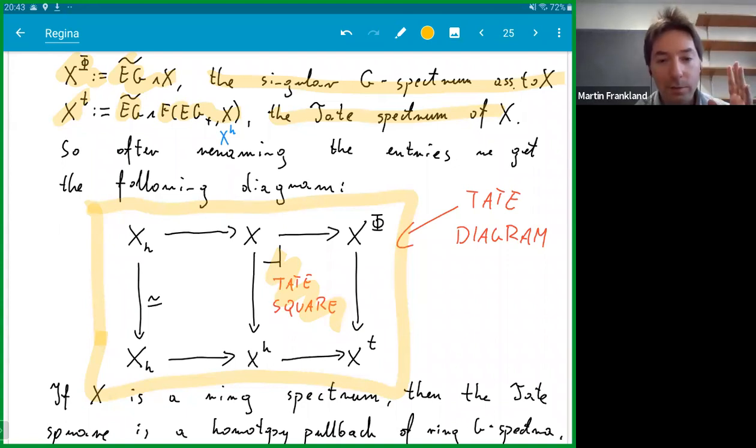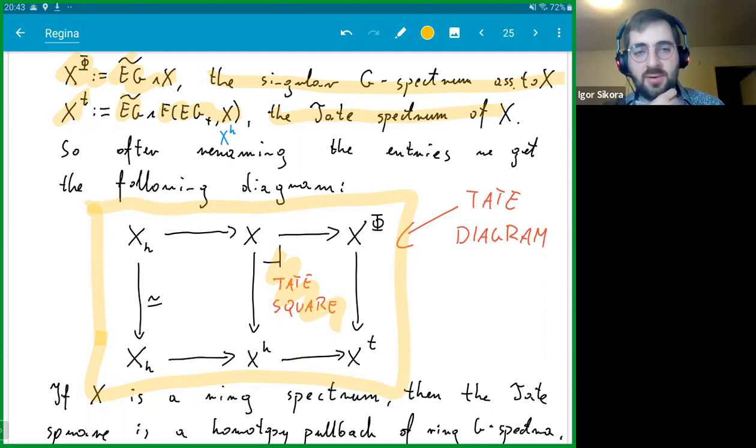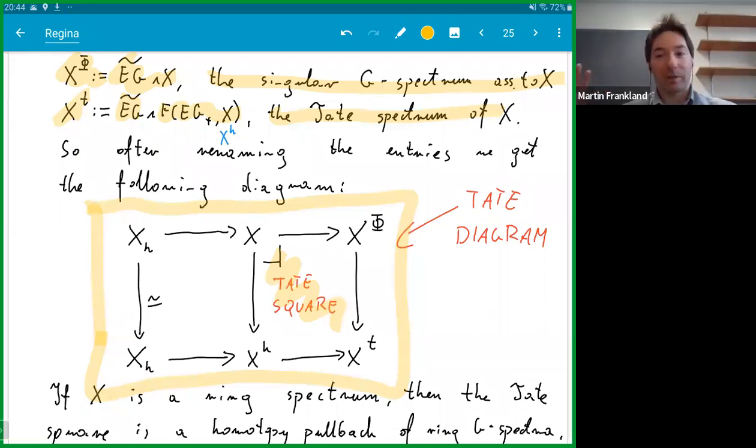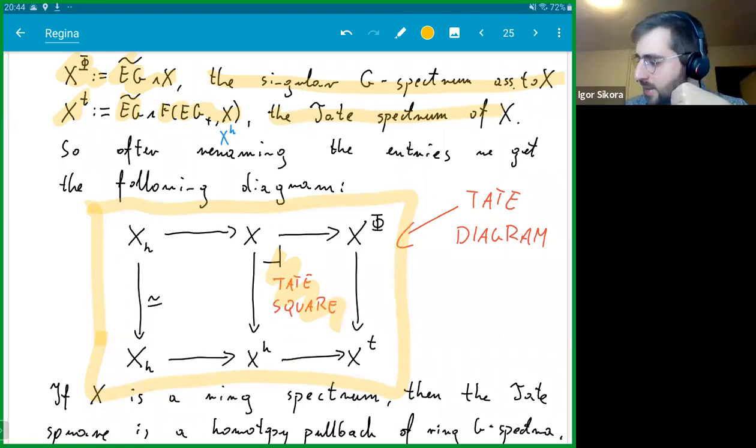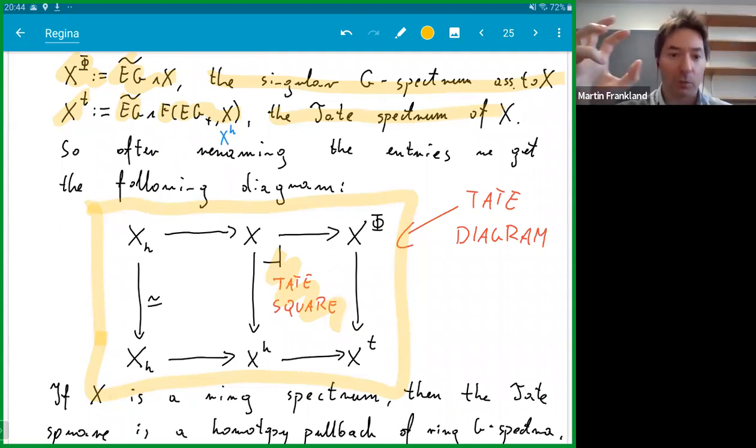Sorry, Igor. Just for reference purposes, your function spectrum from EG plus into X is what some references call the homotopy fixed points, right? Your upper H, or is there a difference there? Nearly. Homotopy fixed points would be after you've taken the fixed points of this spectrum. Oh, right, you're not taking the fixed points. It's actually just the function spectrum from EG plus. Yes, not yet. And likewise with smashing with EG plus, you're not taking orbits, so it's not the homotopy orbits. Okay, it's closely related, but I see.